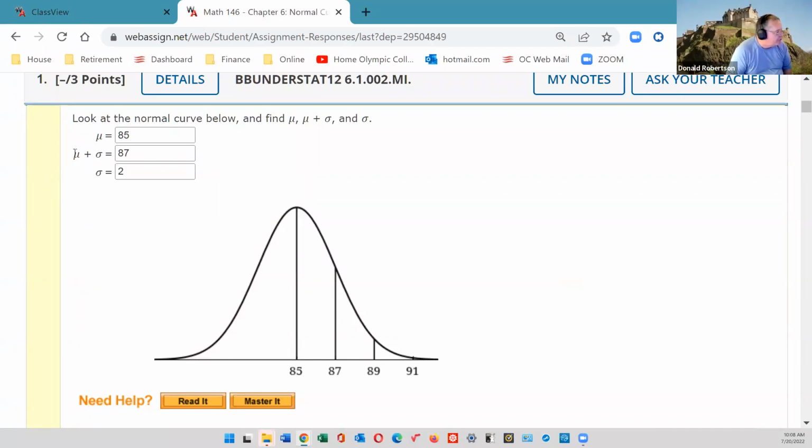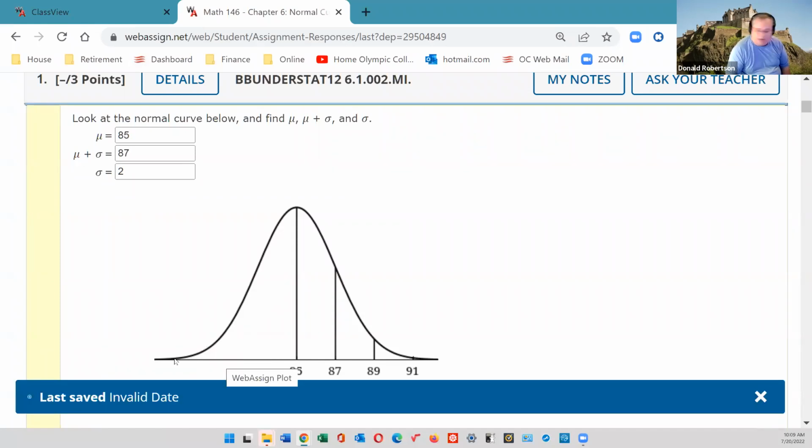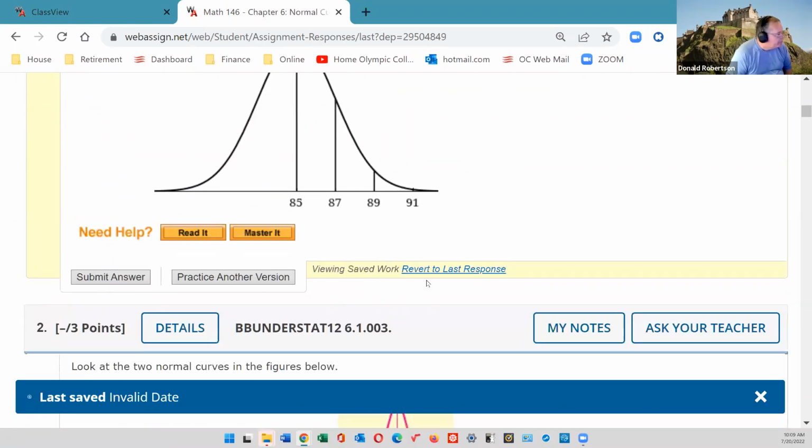Suppose it was mu plus 2 sigmas. Wouldn't you say 89? If it had said mu plus 3 sigmas, wouldn't you say 91? In fact, if they filled the numbers that would go this way, wouldn't this one be 83, 81, and then 79, right? If you went the other way.